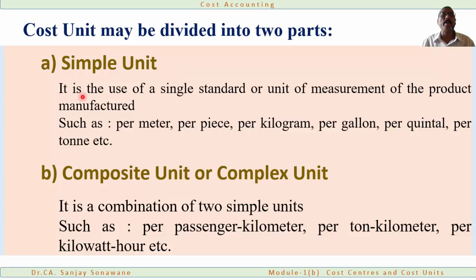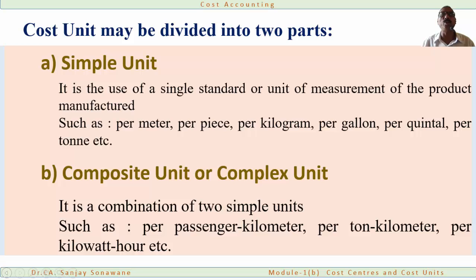It is the use of a single standard or unit of measurement of a product manufactured, such as per meter, per piece, per kilogram, per gallon, per quintal, per ton. So you might have come to know from this that there is a specific measure for every industry. As we discussed for sugar, we cannot calculate in liters, we have to calculate in kilograms only. Say you are manufacturing vehicles, automobiles. Will you say automobile per kilogram? The answer is no. That is not the cost unit.